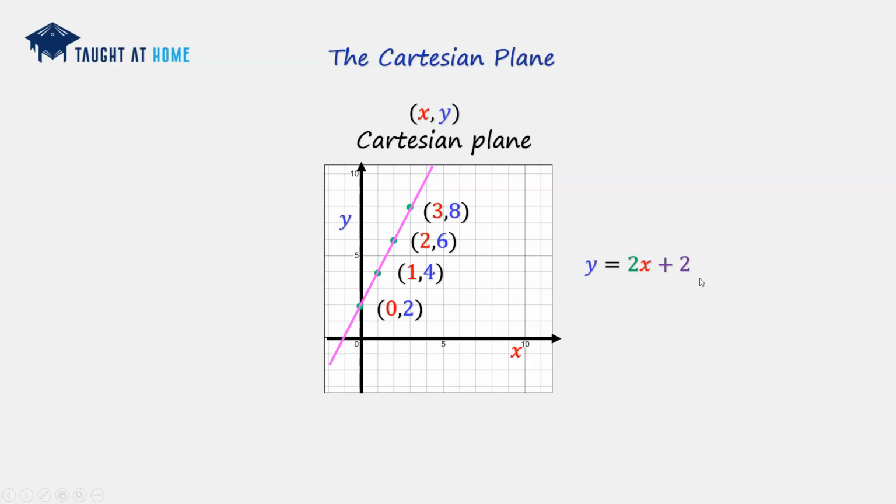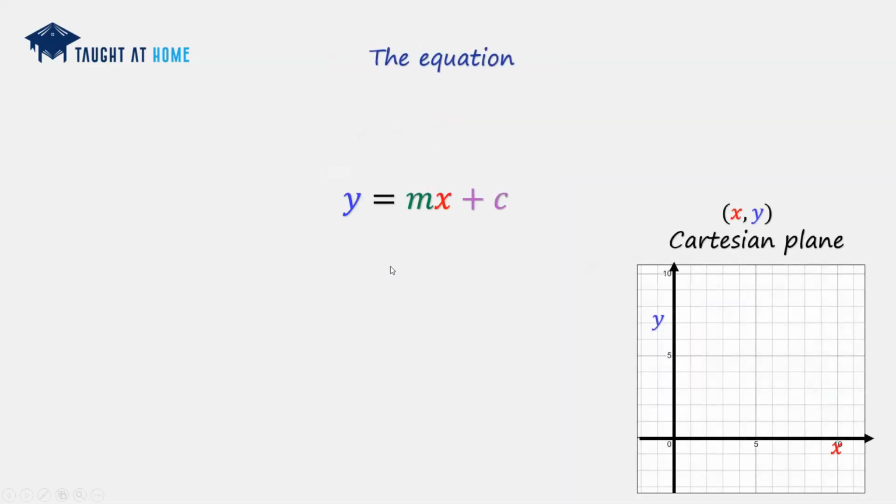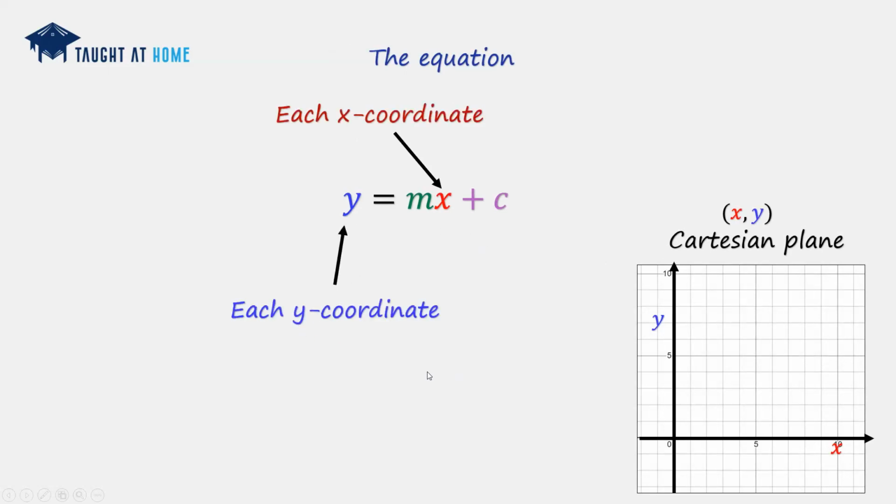So this is the basis of the equation of a straight line. And the equation tells us, well, it's y equals mx plus c, and this tells us how each y coordinate relates to each x coordinate for a given gradient and a y-intercept.